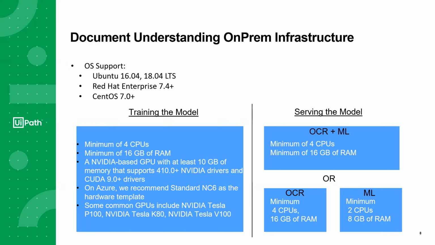And if you do want to go down that path, you will need a couple of servers. You'll need one server to train the model, and then you'll need one, or possibly two, servers to serve the model. It just depends on the architecture that the customer wants to go down. You can have an OCR and machine learning model on the one server, or you can split it up into two separate servers. In terms of operating system, it's really the Linux-based operating systems: Ubuntu, Red Hat, and CentOS.